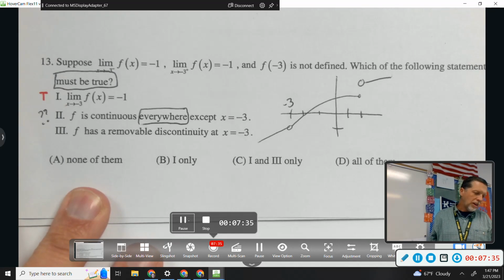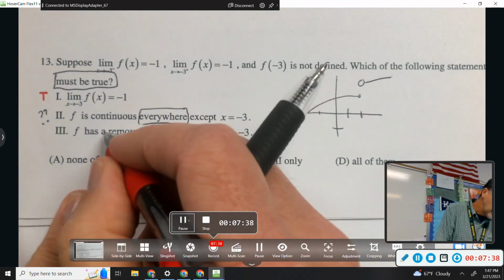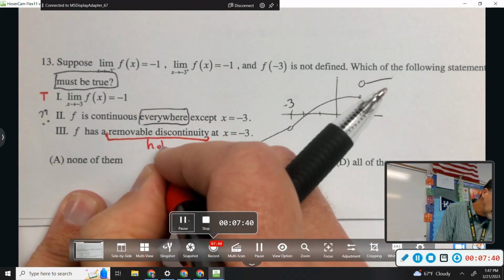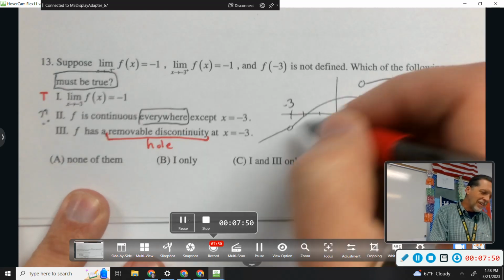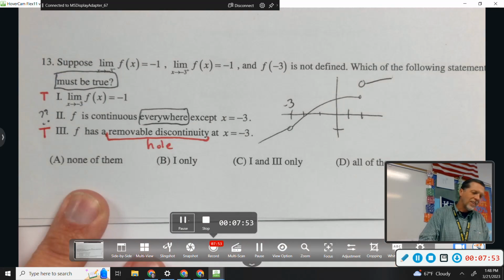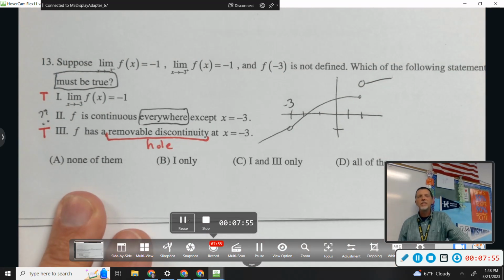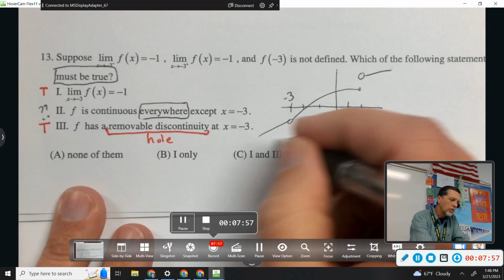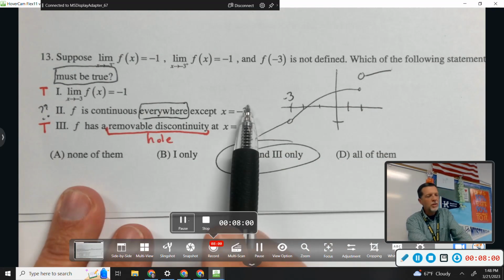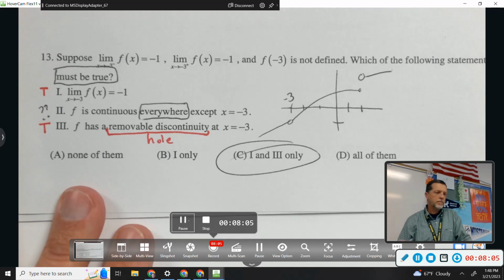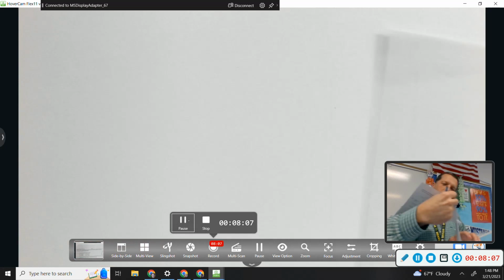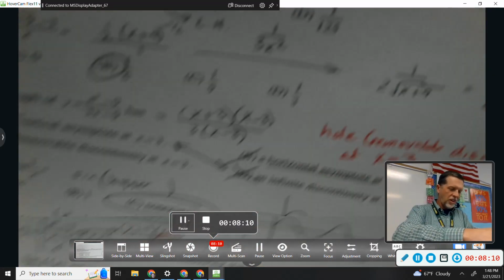Number 3, f has a removable discontinuity. Fancy word for hole. At x equals negative 3? Yes. It does. If the limit is equal on both sides, but the function's not there, then yeah, that's a hole there. So 1 and 3 are true. 2 would be tempting, but you just don't know what's happening everywhere else. So that leaves you with number 6 and number 7 to do on your own.